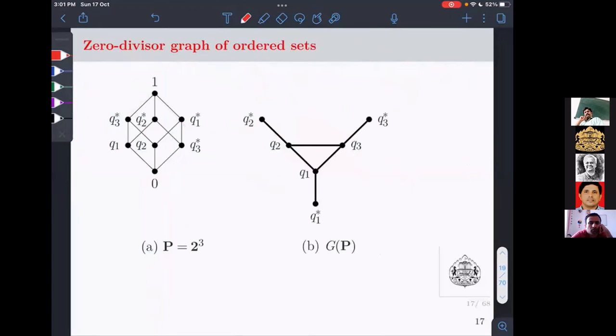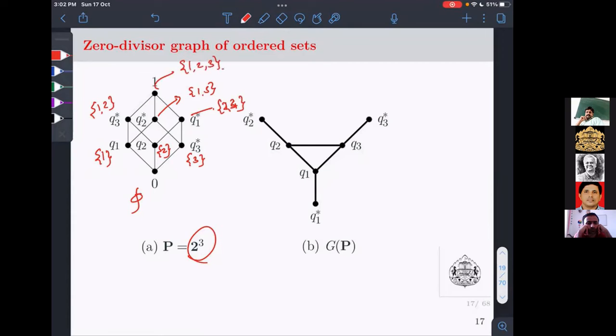Now, let us look at one simple example. This is the power set of three elements. So this is my empty set, singleton one, singleton two, singleton three, then {1, 2}, if I'm not mistaken, {1, 3}, then {2, 3}. And this will be {1, 2, 3}. This is the power set of three elements, and this is the Hasse diagram under set inclusion. Is this okay? Okay.